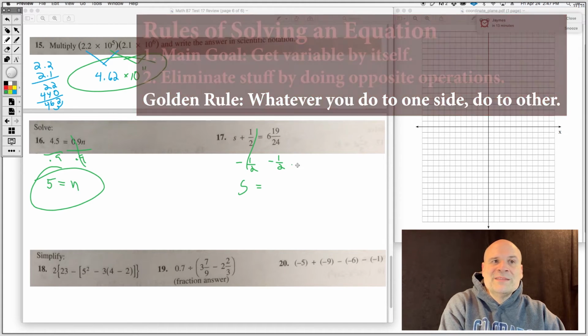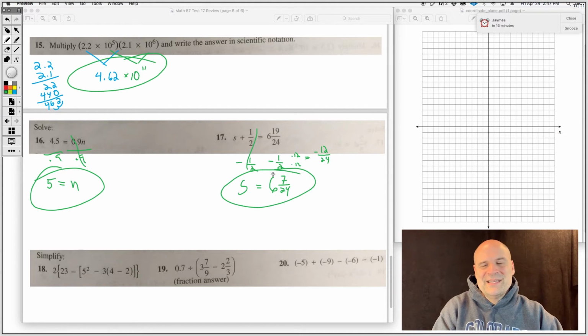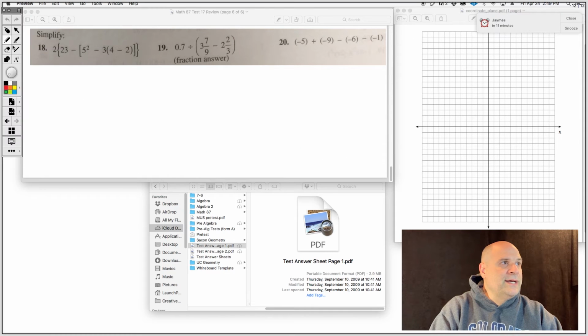So you have to multiply this by 12, this by 12, and you get minus 12 24ths. So now subtract. So 19 minus 12 is 7 24ths. And don't forget that 6. So your final answer is 6 and 7 24ths. Cool. All right, 3 more and we're done.